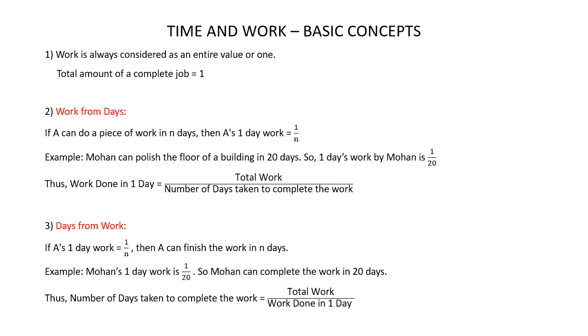Now, when you observe these two concepts, you'll see that work done in 1 day and number of days taken to complete the work are reciprocals of one another. That is, if the total number of days taken to complete the work is 20 days, then 1 day's work is the reciprocal of 20, which is 1 by 20. Similarly, if 1 day work is 1 by 20, then the total number of days taken to complete the work is the reciprocal of 1 by 20, which is 20.